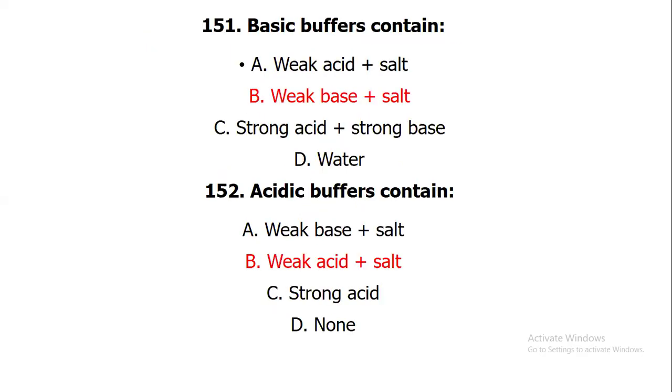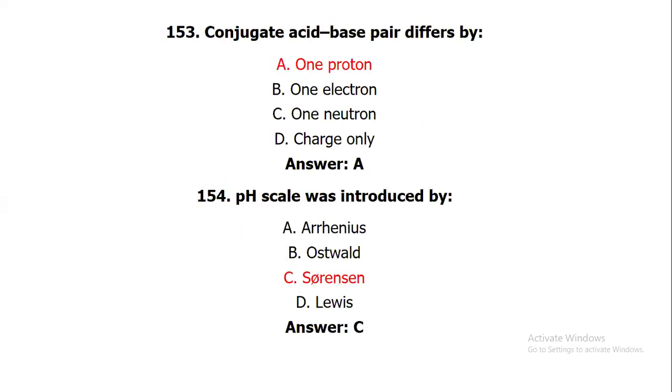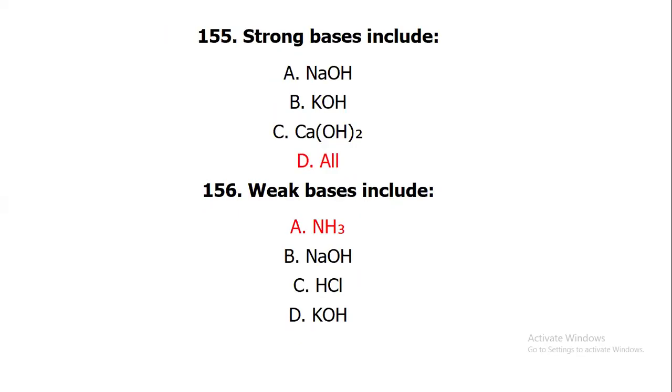Basic buffers contain weak base plus salt. Acidic buffers contain weak acid plus salt. Conjugate acid-base pair differs by 1 proton. pH scale was introduced by Sorensen. Strong bases include sodium hydroxide, potassium hydroxide, calcium hydroxide. Weak bases include ammonia, but sodium hydroxide is a strong base.